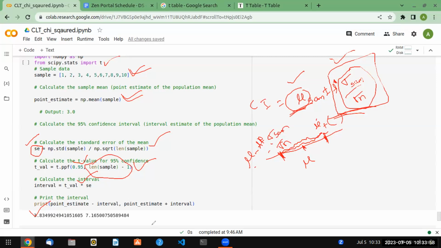In our case, what is the interval? This value is 3.834. This value is 7.165. So we are 95% sure that the population mean will fall between 3.8 and 7.1. Even if you don't have the whole country's data, you have a sample, you can say maybe the average age of people is in this range. That's why we are giving confidence also, because there is a 5% chance that the mean will not fall in this interval.